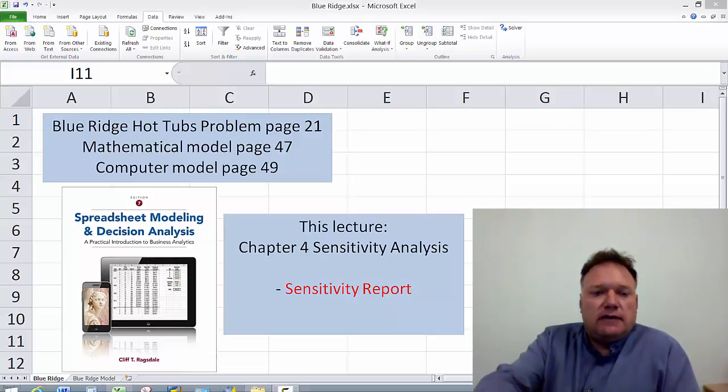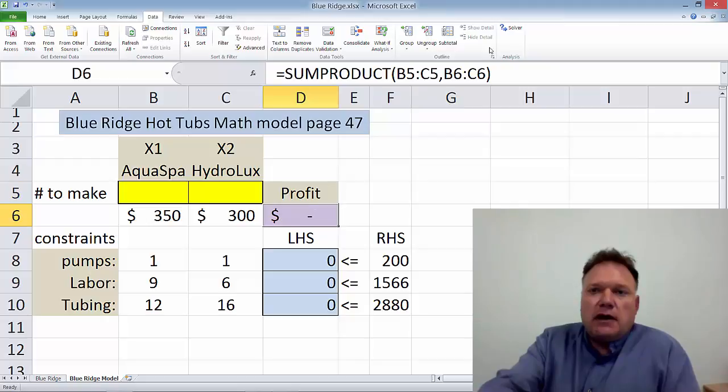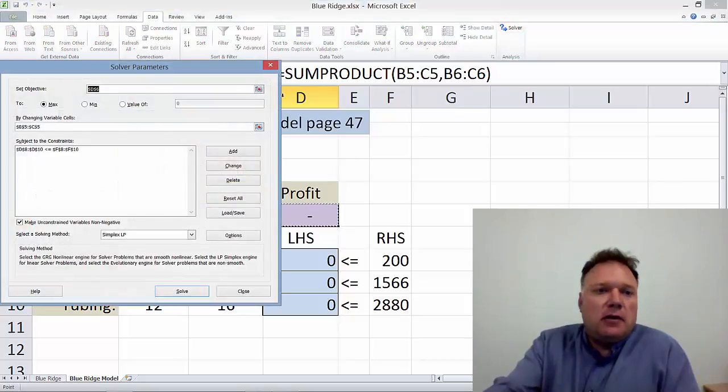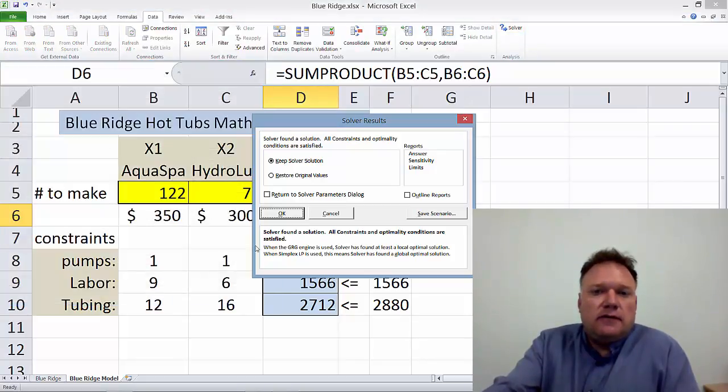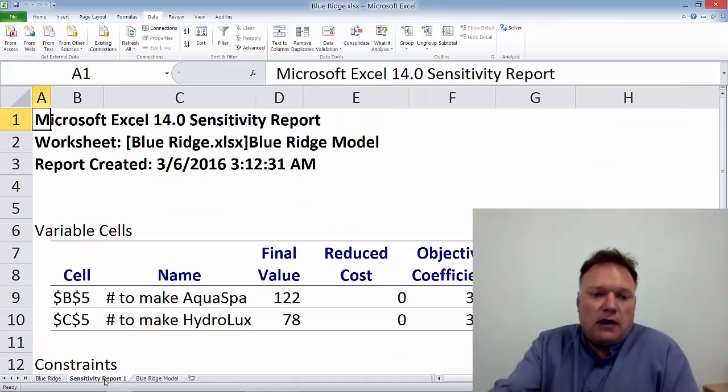So we're looking at sensitivity analysis and the sensitivity report, the Blue Ridge model. We're continuing with that. I'm going to run it again. I've got the objective function 350 and 300, so everything's back to normal. Solve, and I'm going to choose sensitivity report. That's going to create my sensitivity report. It's going to create another tab down below, another worksheet. And it called it Sensitivity Report 1. So each time I run it, it'll just increment that 1 to 2 to 3.